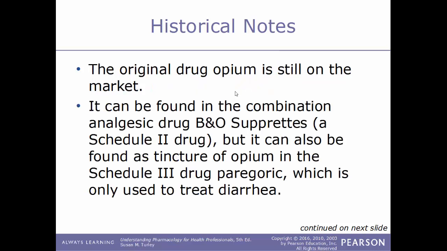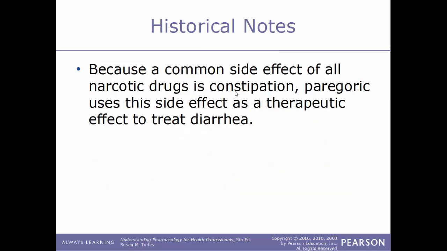The original drug opium is still on the market. It can be found in the combination analgesic drug B&O Supprettes, which is a Schedule II drug, and can also be found as tincture of opium in the Schedule III drug paregoric, which is only used to treat diarrhea. And because a common side effect of all narcotic drugs is constipation, paregoric uses this side effect as a therapeutic effect to treat diarrhea.